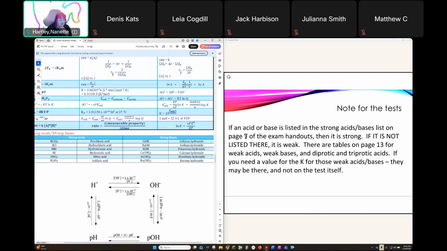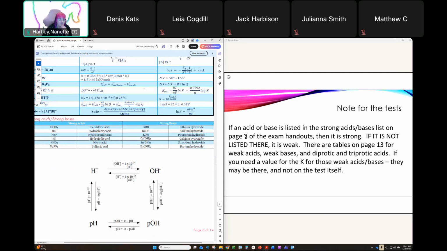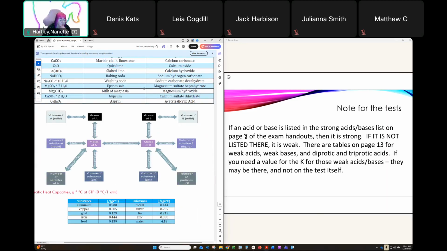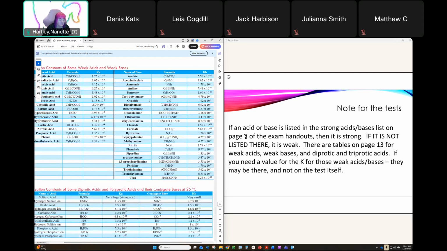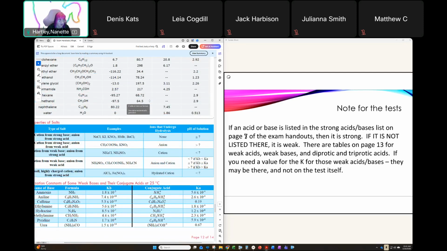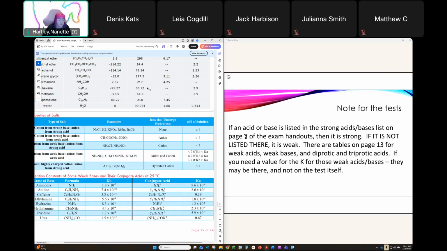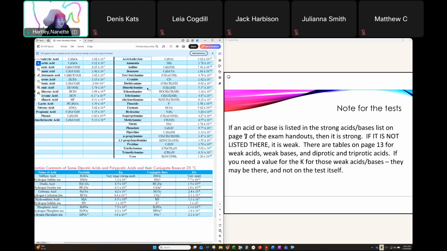So if you come down in the exam handouts, you'll find that there are some tables for weak acids and weak bases that are here. So this is some weak bases and their conjugate acids at 25 degrees on the bottom of page 12. And then we have some weak acids and their conjugate bases on page 13. Okay, so these things are here.